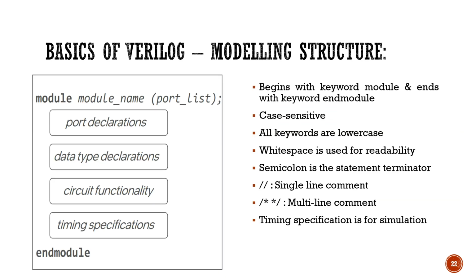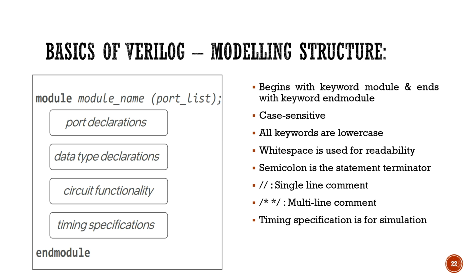To start with the basics of Verilog, we first need to concentrate on the modeling structure. While writing any style of Verilog, the code begins with the keyword module and terminates with endmodule. What you have to remember is that Verilog is case sensitive. You need to write all the keywords only in lower case; upper case is not allowed at all. You can use white spaces just for readability. Any statement must be terminated with a semicolon.